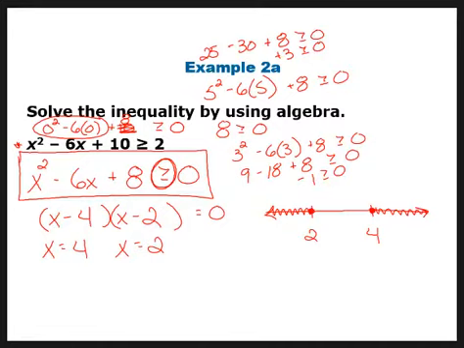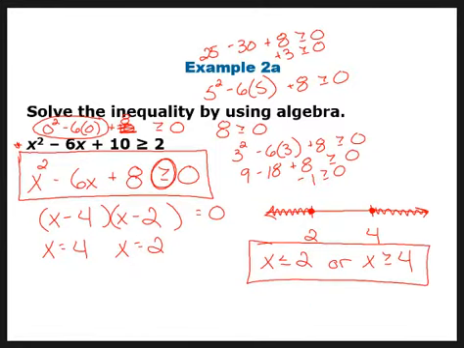Okay, so now how to write that? Well, remember, this is going to be an OR because we shaded on the outside. So x can be less than or equal to 2, or x can be greater than or equal to 4. So that would be the compound inequality that satisfies this. Now remember, if it's compound with an OR, that means it really only has to be true for one of the two parts in order to actually have the solution.